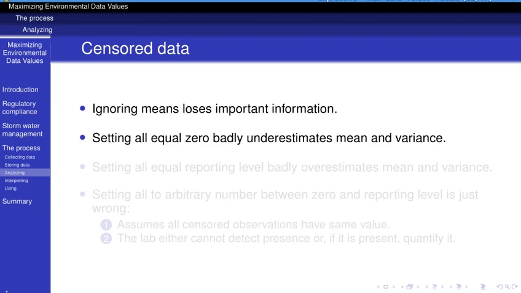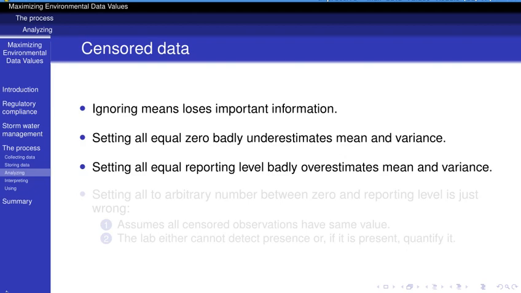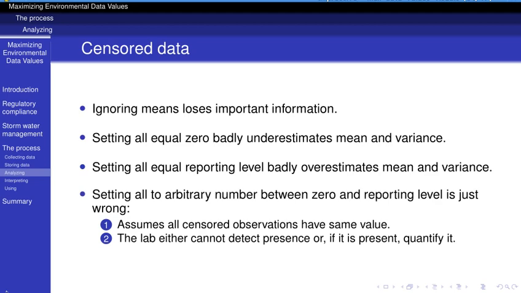Setting them equal to 0 badly skews the most common value, the mean, to a lower value than it really is. On the other hand, setting all measured censored values to the lab's reporting level badly skews the mean higher than it really is. Setting all values to some arbitrary number has 2 fatal flaws. First, it assumes that all censored observations have the same value regardless of place or time. This is an unrealistic expectation.